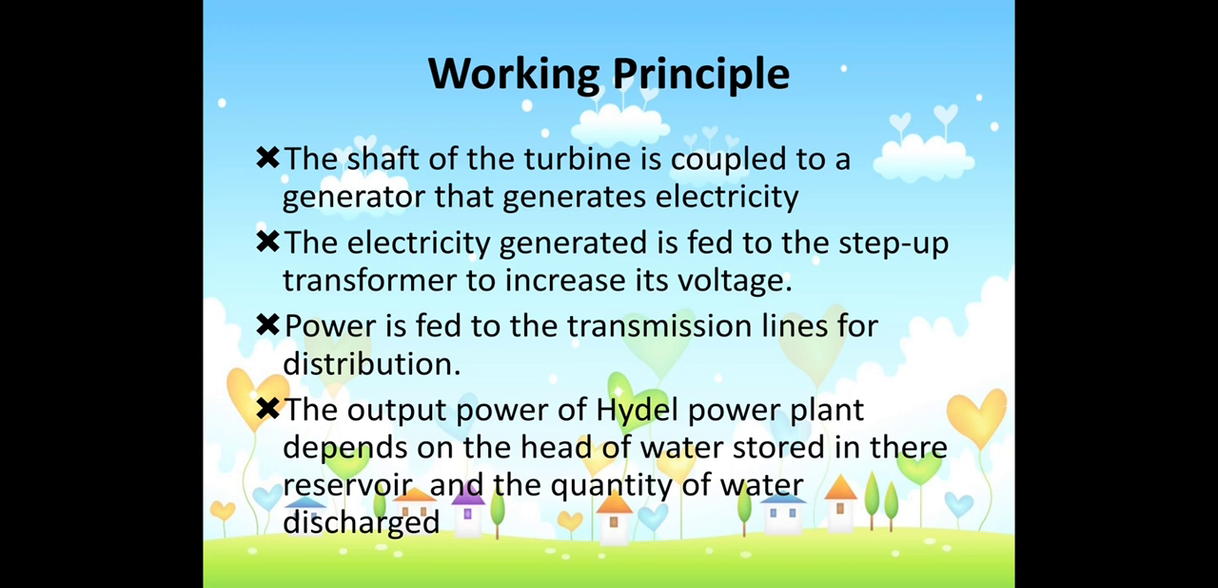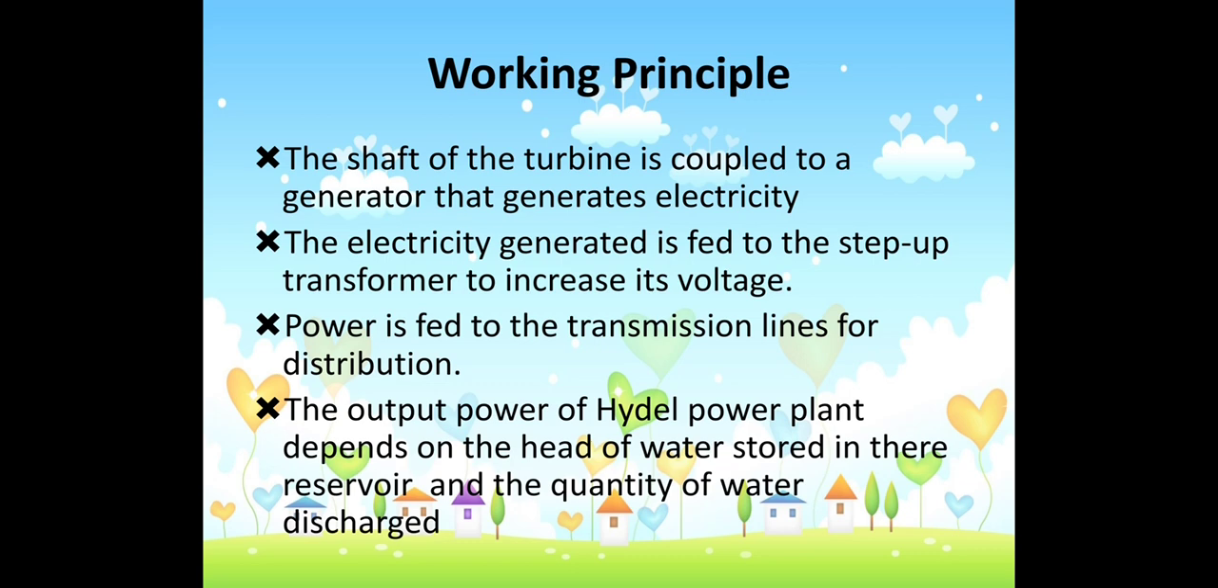The shaft of the turbine is coupled to a generator, which produces electricity. The electricity generated is fed to a step-up transformer to increase the voltage. Because we are increasing the voltage, it is possible to decrease the losses. And then the power is transmitted to the distribution line. The output power of the hydro power plant depends on the head of the water stored in the reservoir.